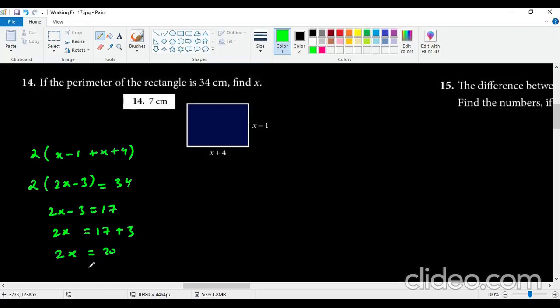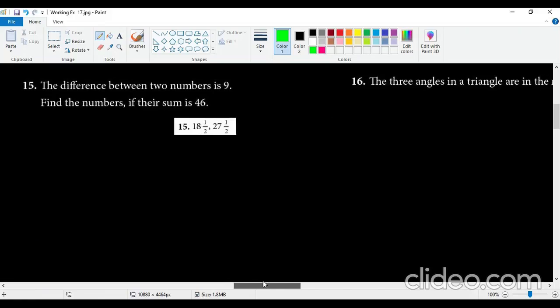2x is equal to 17 minus 3, which is 14. So the other side is going to go and become a negative 3. So this is going to be 14, and x is equal to 7, which is the required answer for this question. Moving on to question number 15.